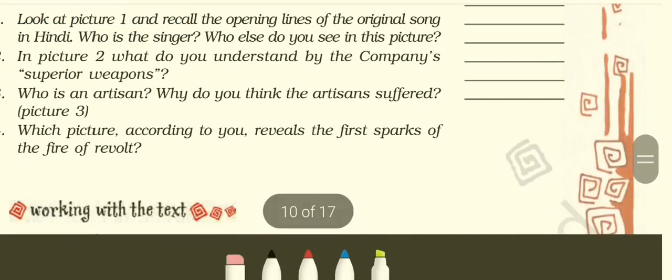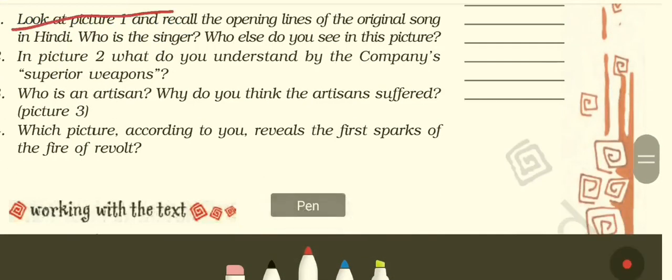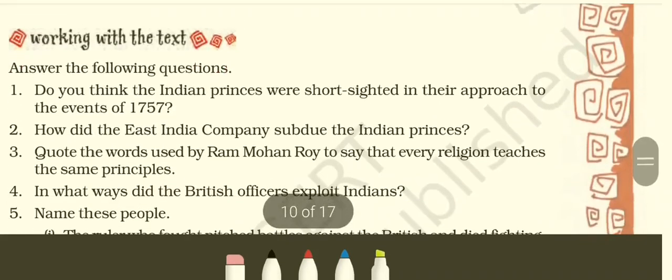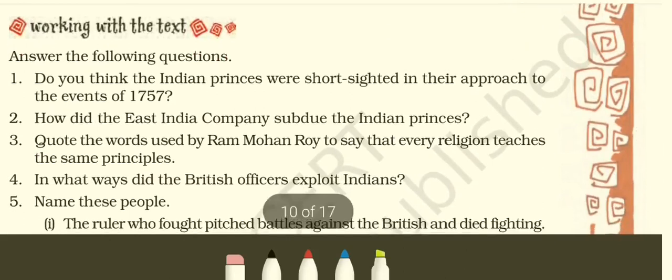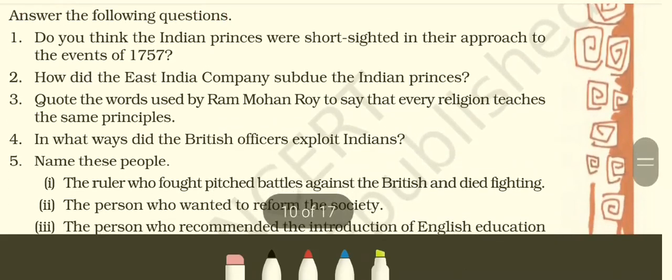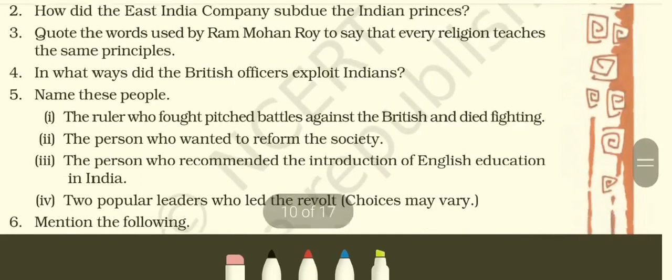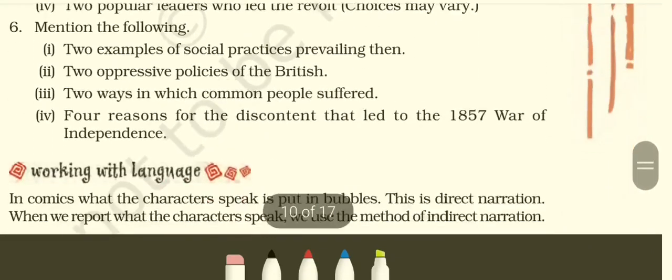So class, there is this comprehension check. It is going to be easy. Look at the picture and name all the people who sang the original song. The lyrics I already told you: मेरे वतन के लोगों जरा आँखों में भर लो पानी. Then more picture questions, so I'm not helping you with those. Then working with text. Do you think the Indian princes were short-sighted? Absolutely yes. How did the East India Company subdue the Indian princes? There is a particular mention in this question, easy, so solve them.